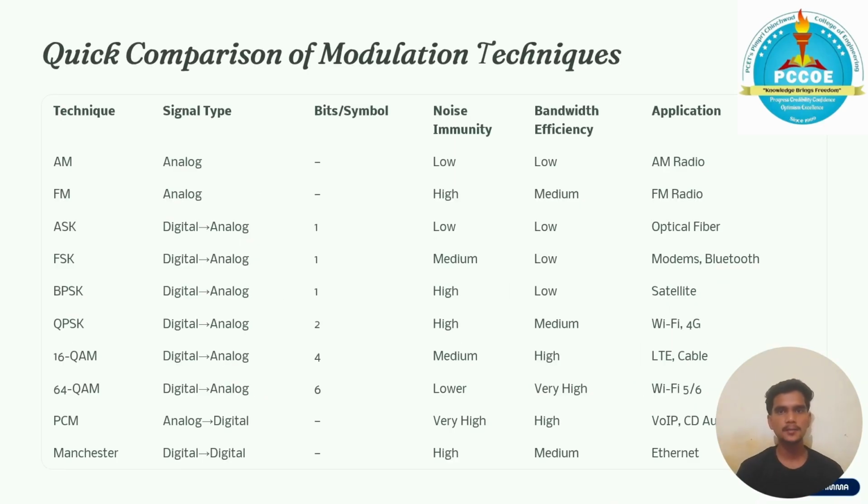Here is a quick comparison of all the techniques we covered. You can see that as we move from ASK to FSK to PSK to QAM, both the number of bits per symbol and bandwidth efficiency increase. QAM gives the highest efficiency but needs a cleaner signal. PCM and Manchester encoding are preferred where reliability matters more than speed. The right choice always depends on the application, its distance, noise level, and required data rate.